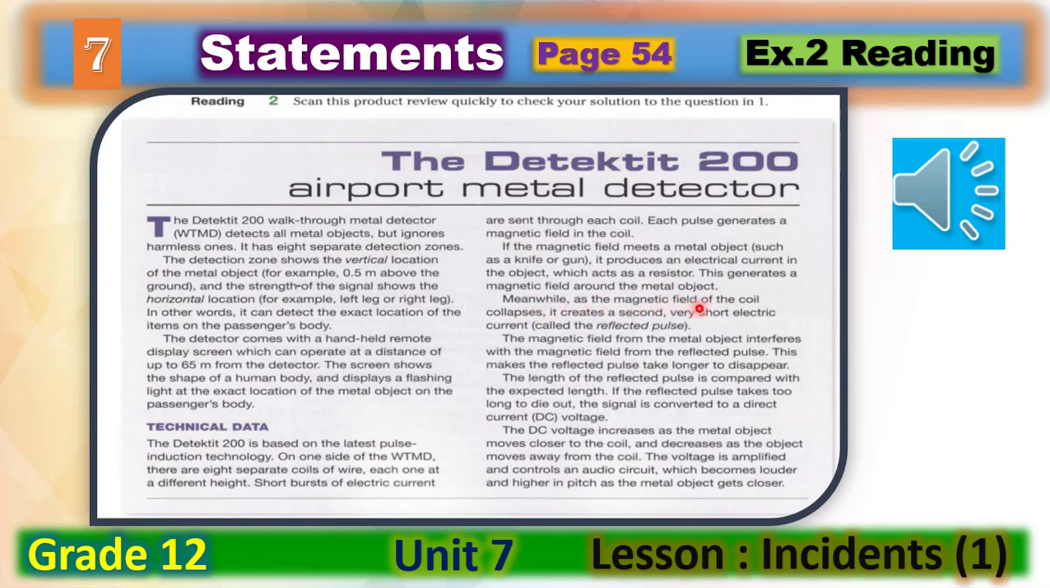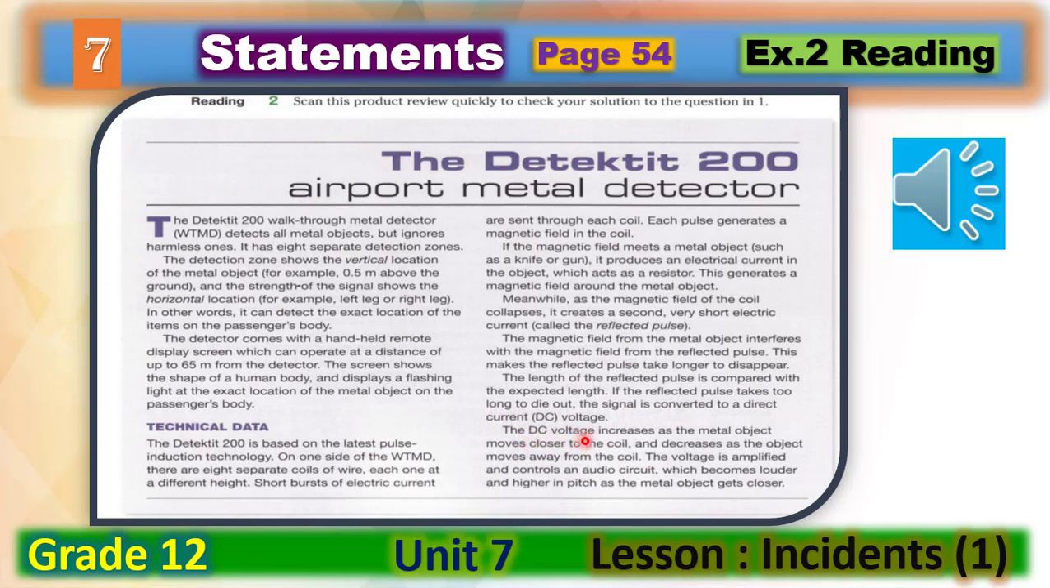Meanwhile, as the magnetic field of the coil collapses, it creates a second, very short electric current, called the reflected pulse. The magnetic field from the metal object interferes with the magnetic field from the reflected pulse. This makes the reflected pulse take longer to disappear. The length of the reflected pulse is compared with the expected length. If the reflected pulse takes too long to die out, the signal is converted to a direct current, DC, voltage.